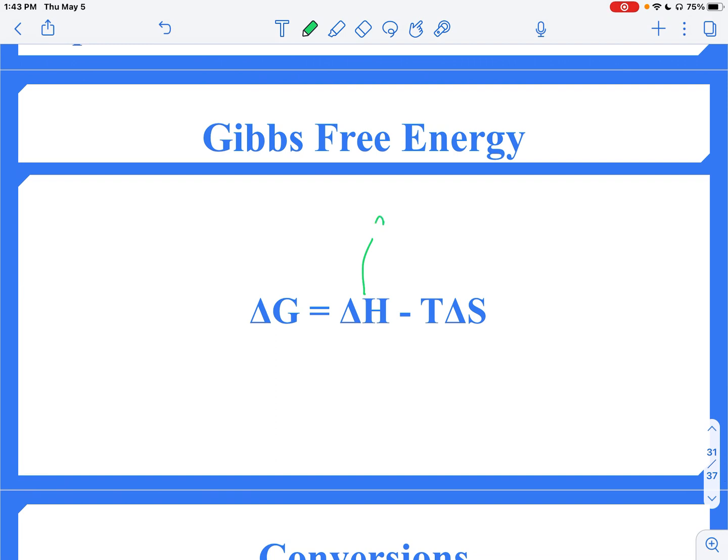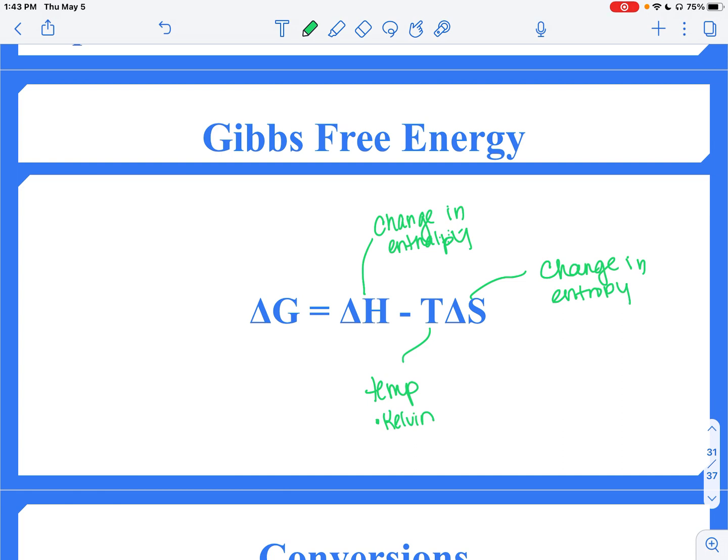So here we have change in enthalpy. You have temperature, which must be in Kelvin. And you have delta S, which is going to be your change in entropy. It doesn't matter if delta H and delta S are in joules or kilojoules, unless the question specifies, but they do need to be in the same units. And that is something you need to pay very close attention to.